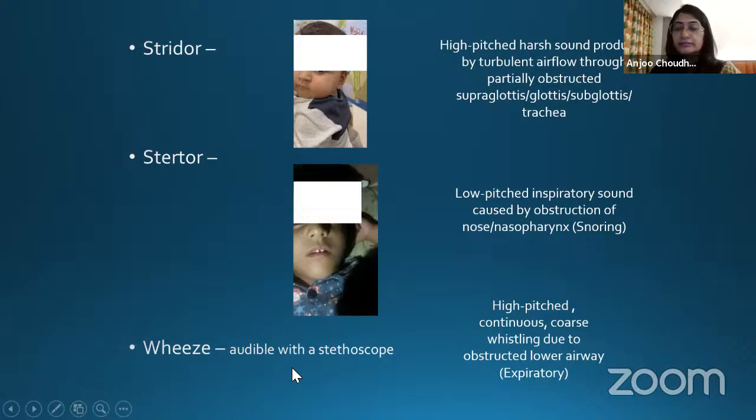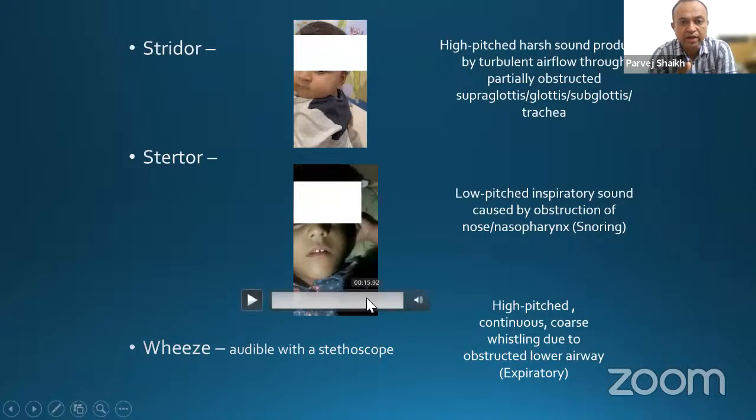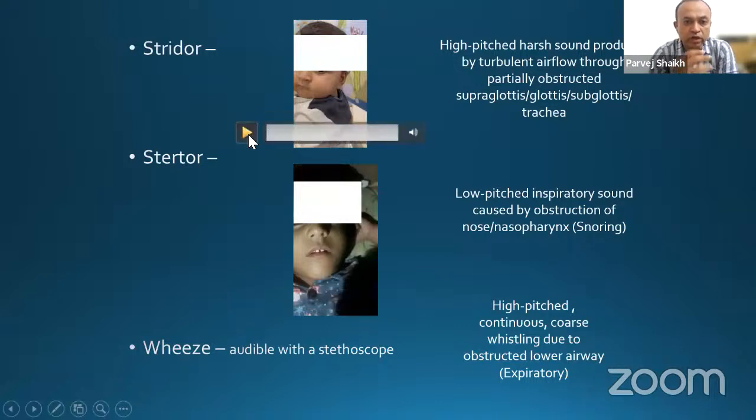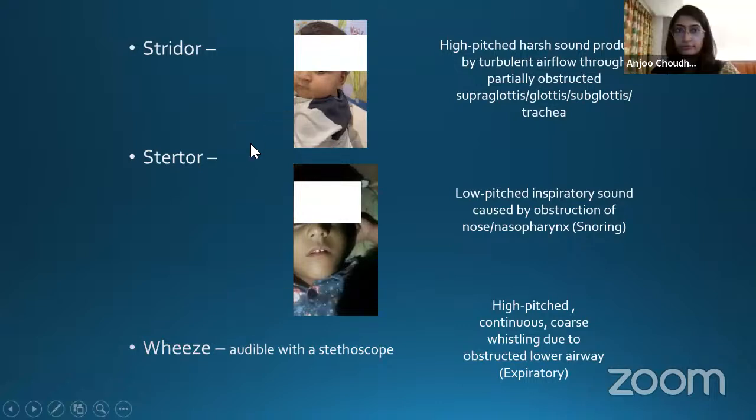Now, wheeze is something that... Anju, one sec. Yeah, the sound is not clear. Even like stridor or this stertor, both the sounds we cannot hear. You cannot hear. Okay, I'll try to play again.